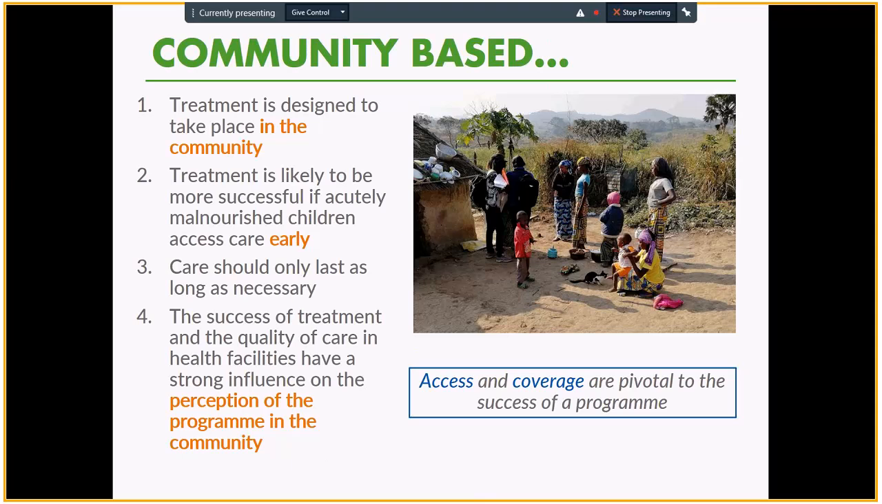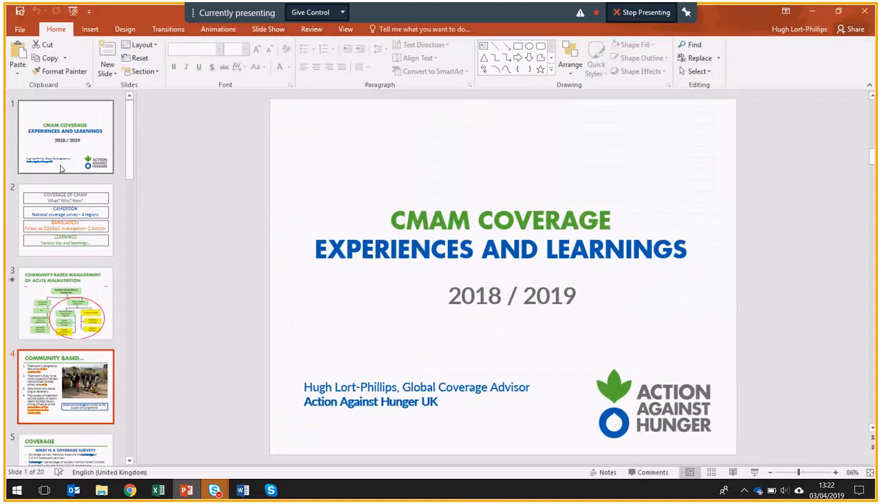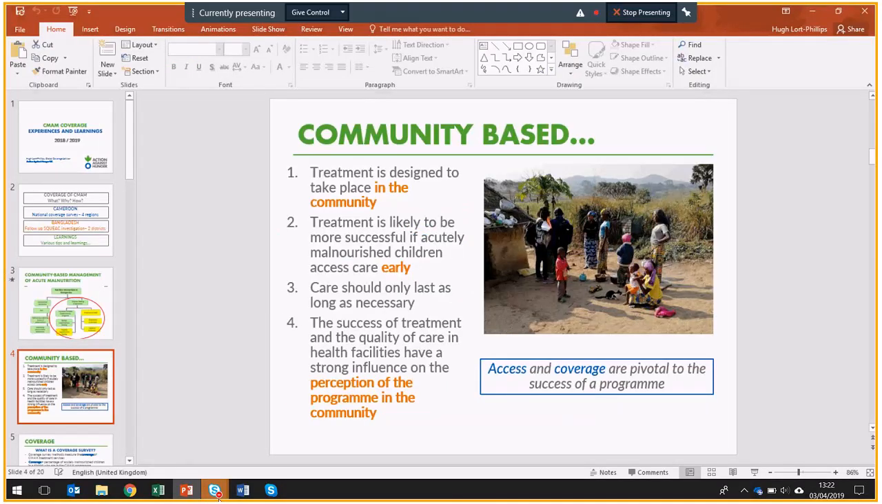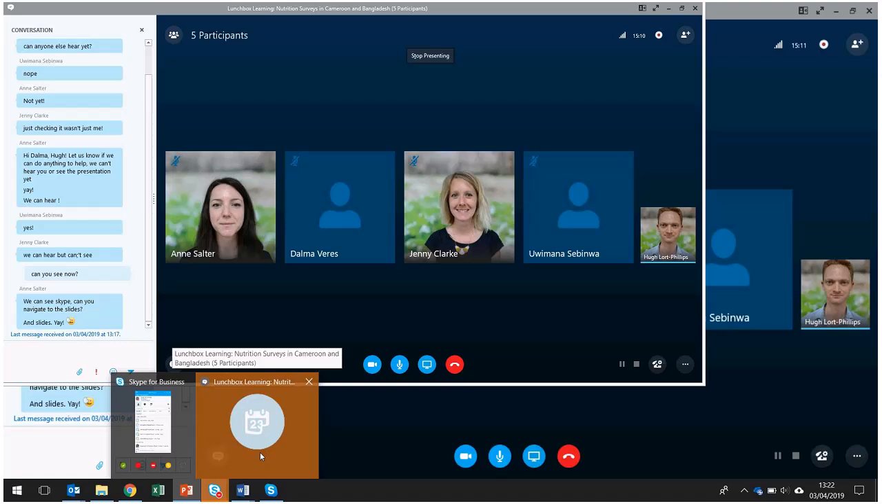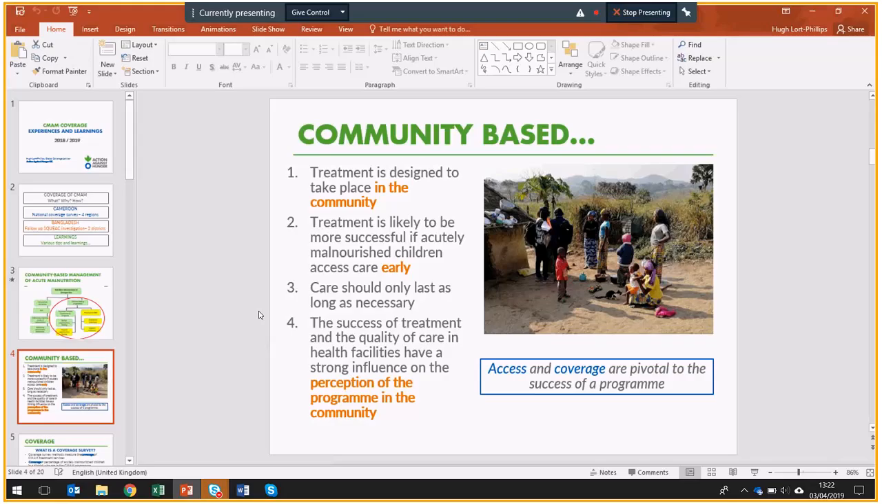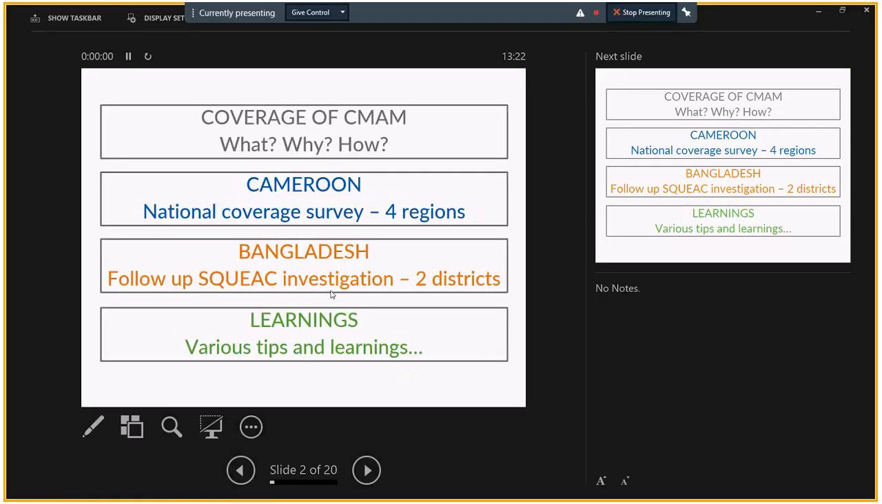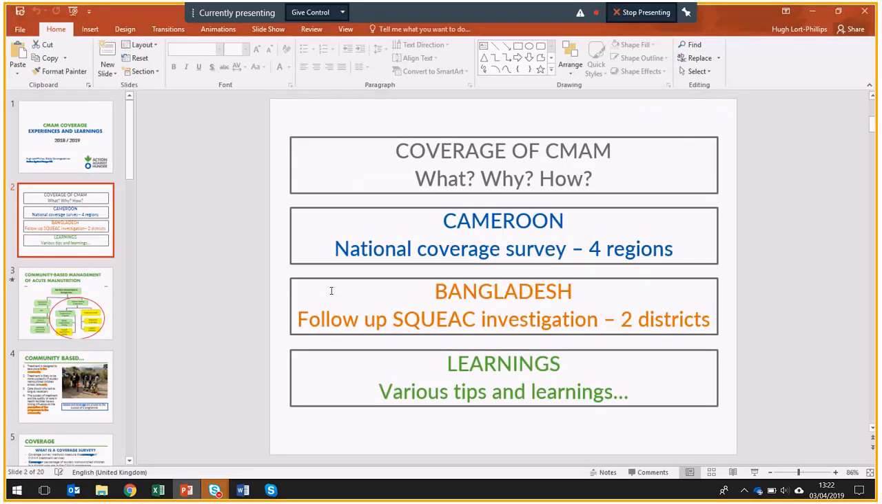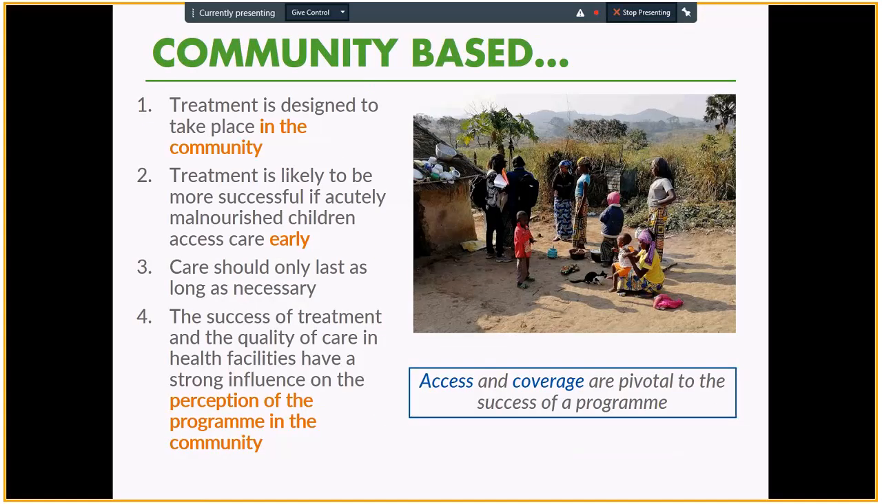The second point to add is that treatment is likely to be more successful if children are admitted early. This is one of the core principles of CMAM. Children need to come into the program early, before they get extremely malnourished, or before they get malnutrition with complications, or SAM with complications, because this can lead to very long lengths of stay, complications, and greater chances of morbidity, developing additional diseases, or mortality as well. So this is a really important thing to add.